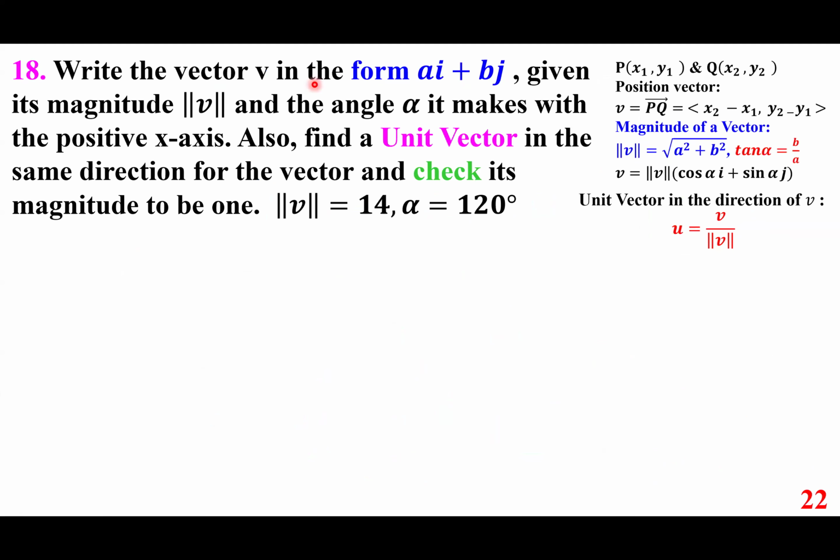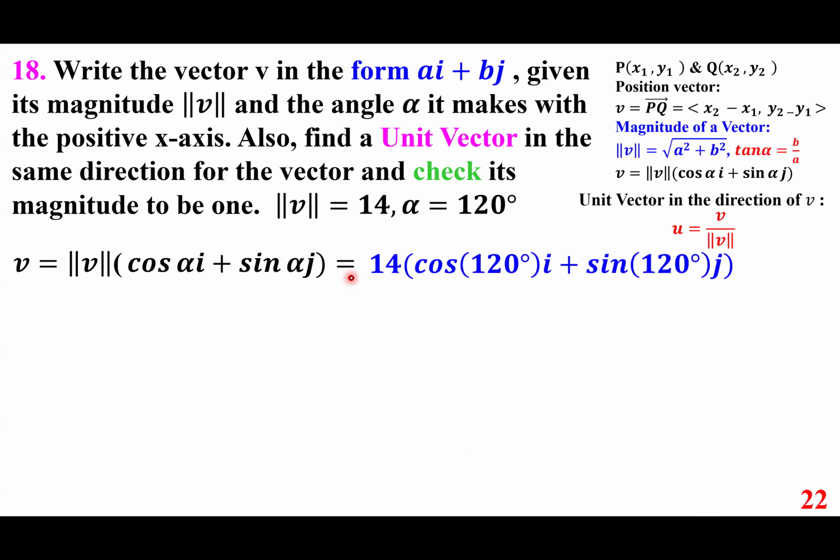Write the vector v in the form ai plus bj, given its magnitude and the angle alpha it makes with the positive x-axis. Also find the unit vector in the same direction for the vector and check its magnitude to be 1. The magnitude is 14, alpha is 120 degrees. So let's plug in and replace this with number 14, alpha with 120.